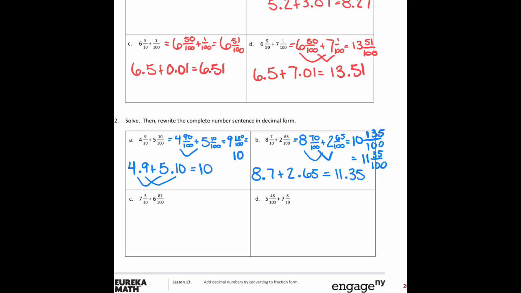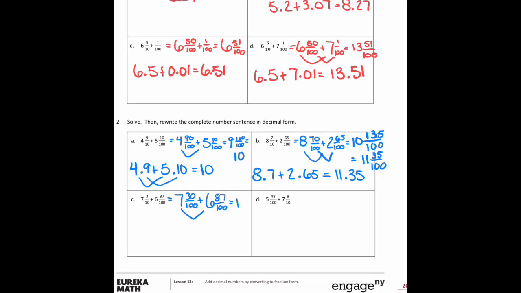Alright, part C, we have 7 and 3 tenths plus 6 and 87 hundredths. Well, 7 and 3 tenths is the same as 7 and 30 hundredths plus that 6 and 87 hundredths. When I add 7 plus 6, I get 13. But when I add the 30 hundredths plus the 87 hundredths, I'm going to get something a lot bigger. 87 hundredths plus 30 hundredths will give you, I believe, 117 hundredths. Or you could add it over here to check.